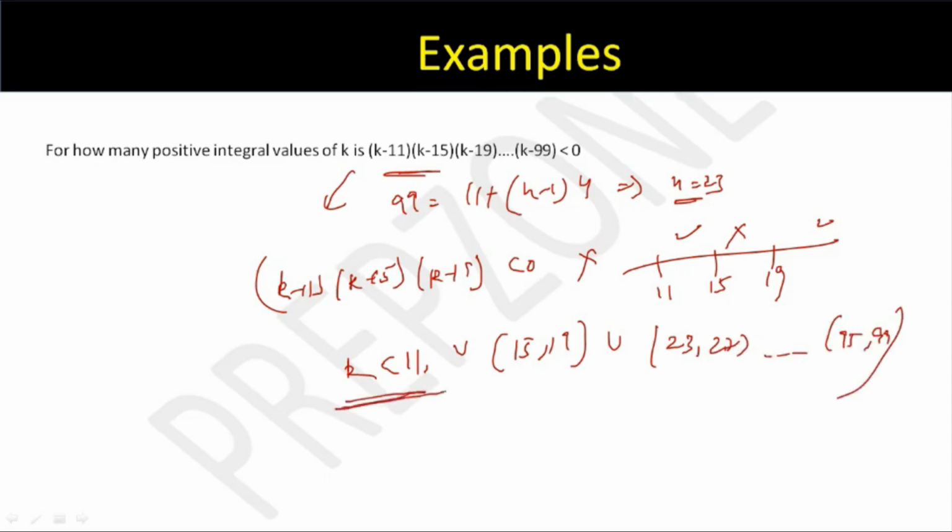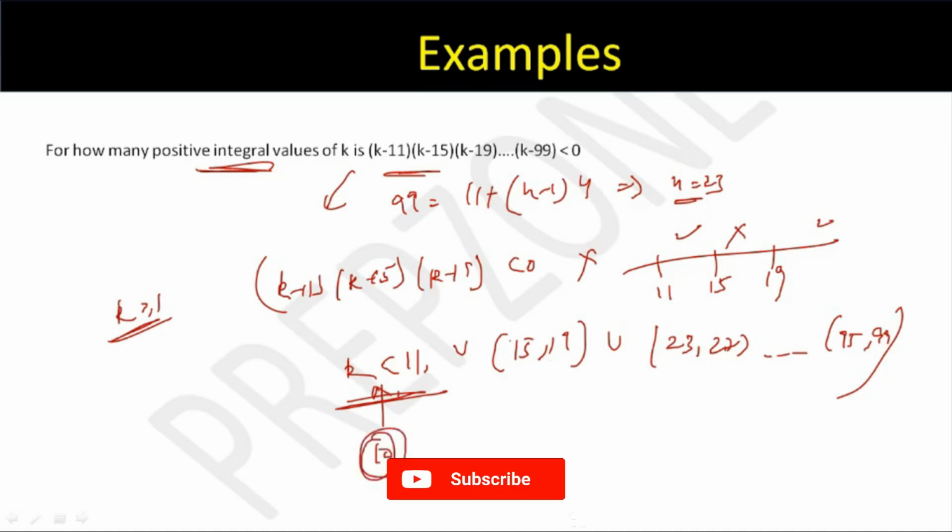For k less than 11, I know that k has to be a positive integer, right? So k has to be greater than or equal to 1. So for k less than 11, how many values are there? k can be 1 to 10. There are 10 values. In each bucket, how many values do I have? 15 to 19 has an open bracket. So 16, 17, 18. In each bucket, I have 3 values, right? So 10 here, plus every bucket has 3 values. All I need to do is find how many buckets there are: 15, 19, 23, 27. How many buckets?